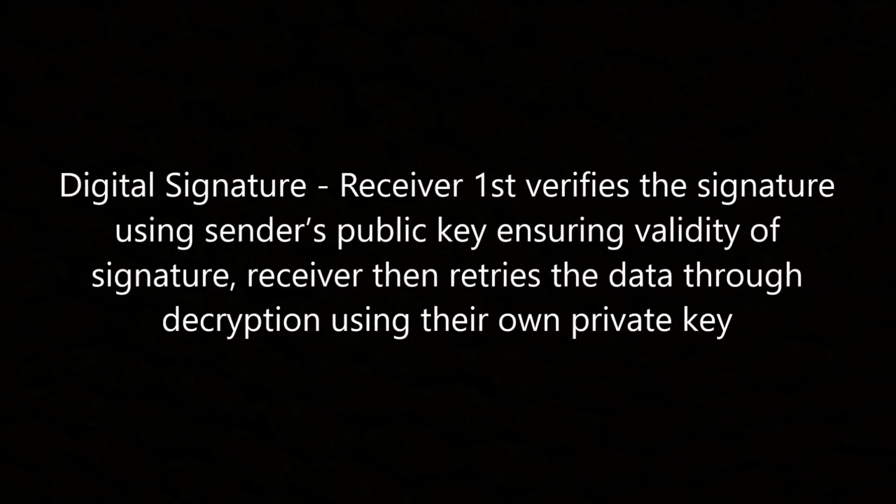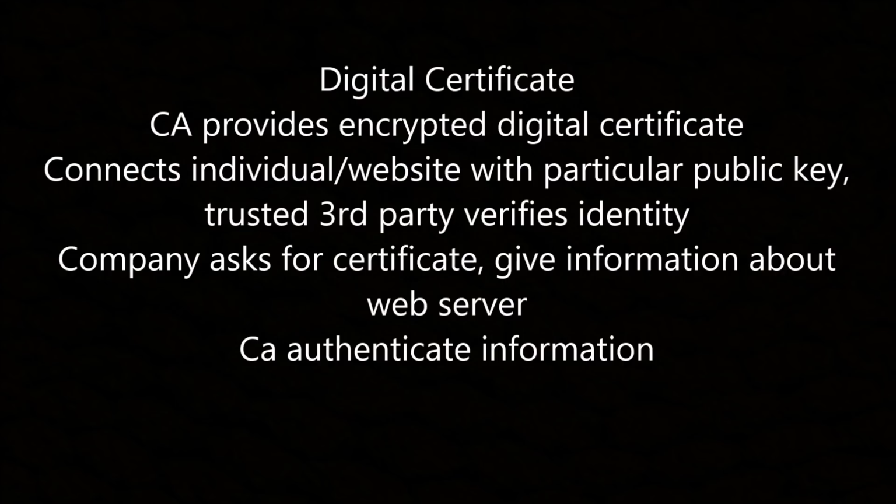The digital signature is when the receiver first verifies the signature using the sender's public key, ensuring the validity of the signature. The receiver then retrieves the data through decryption using their own private key. Digital certificate is when a CA provides an encrypted digital certificate connecting an individual or website with a particular public key. Then the trusted third party verifies the identity. The company asks for the certificate, and it gives information about the web server, and then the CA authenticates the information. CA is just the main base that does this.